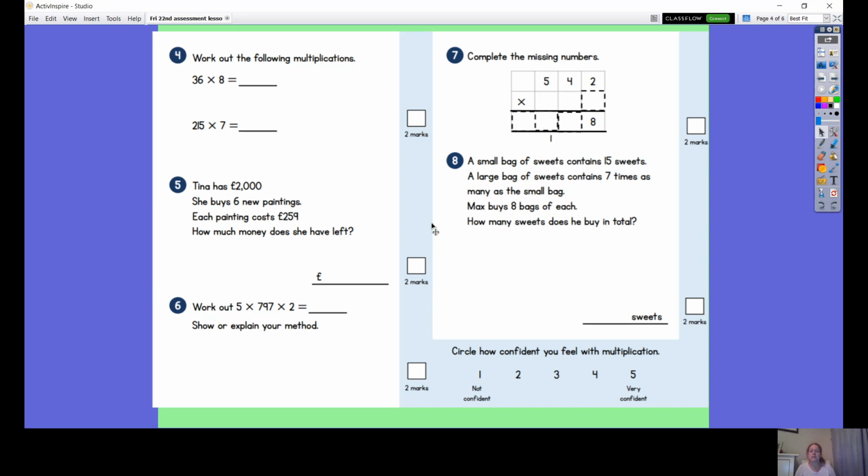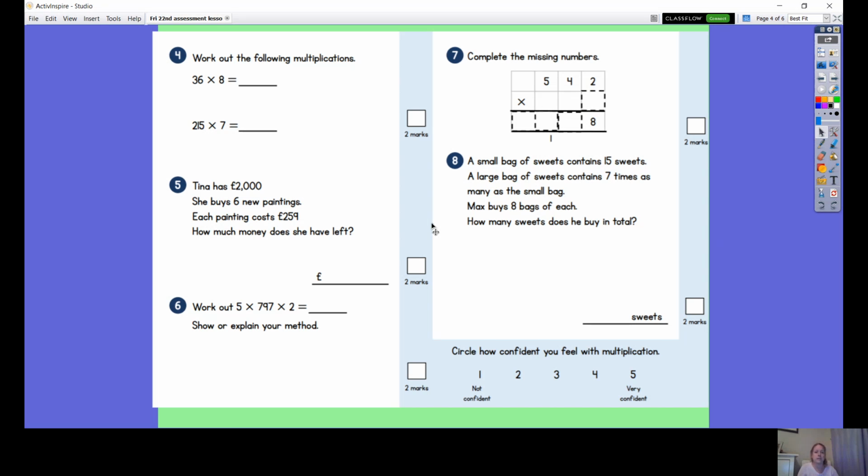A small bag of sweets contains 15 sweets. A large bag of sweets contains 7 times as many as the small bag. Max buys 8 bags of each. How many sweets does he buy in total? Okay, so you're going to need to pause that and pick that apart and work out how many sweets he buys in total. And then when you've done that, if you play the video again, I'll turn over to the answers, but don't turn to the answers before you've done the working out.